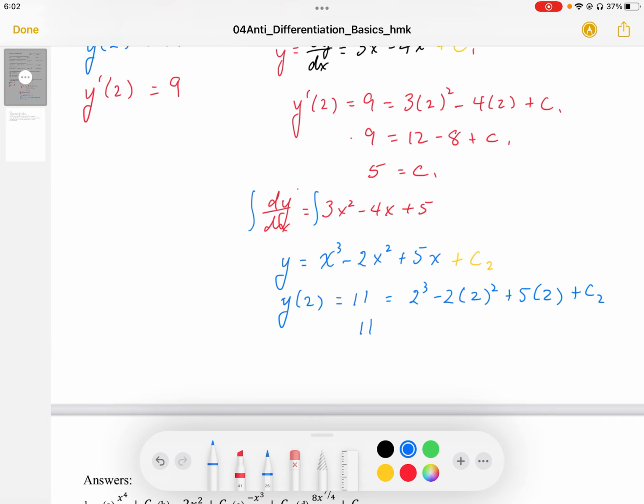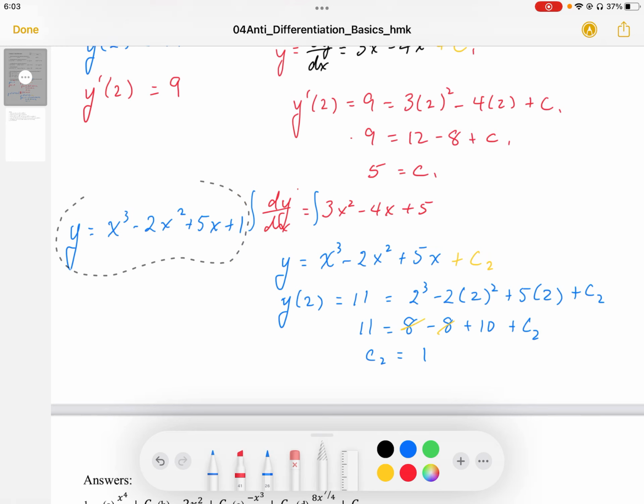When I do that, I get 11 is equal to 8 minus 8, which cancels out, plus 10 plus c2. Those are zero pairs, so solving for c2, I get c2 equals 1. So then my equation is going to be y is equal to x cubed minus 2x squared plus 5x plus 1. And that's my equation for y given the second derivative.